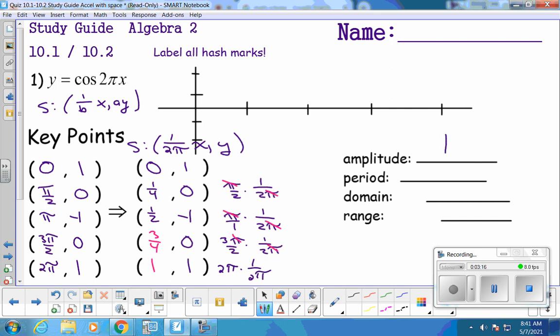The period is 2 pi over b. 2 pi over 2 pi is 1. The domain is -infinity to infinity, and the range would be -1 to 1. I guess I should do my picture. You can label this axis however you want, but I normally label it these hot spots on my coordinates. So 0, 1/4, 1/2, 3/4, and 1. And we're going to go up to 1 to start, then 0, then -1, then 0, then 1.